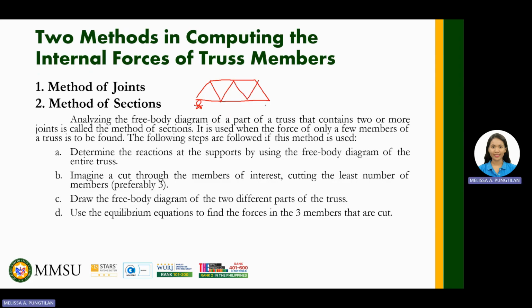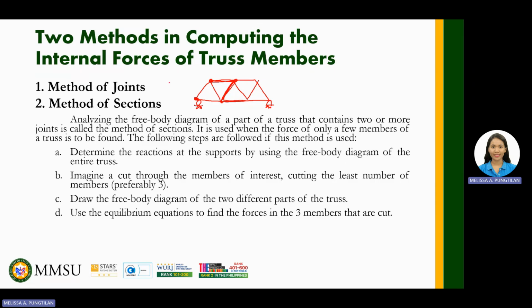In the method of joints, say for example, we are asked to get this member, members 1, 2, and 3. What we do in the method of joints is complete this part first, then proceed to the other joints. Here, we can now compute this part, right? And then another joint, and then the other joint. So there are many procedures before we can compute the specific members here.